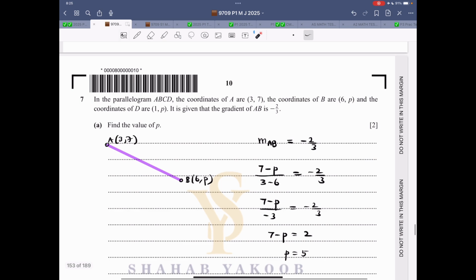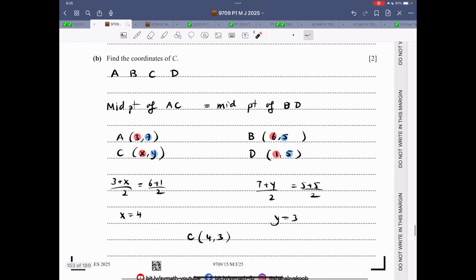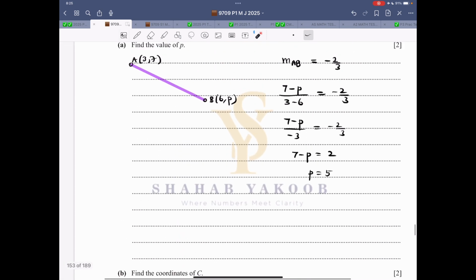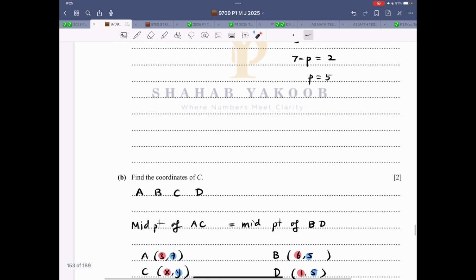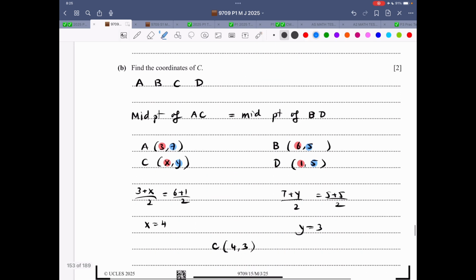So that's a pretty basic question for 2 marks. Find the coordinates of C. Now, since it's a parallelogram ABCD, that means the midpoint of A and C should be the same as the midpoint of B and D.